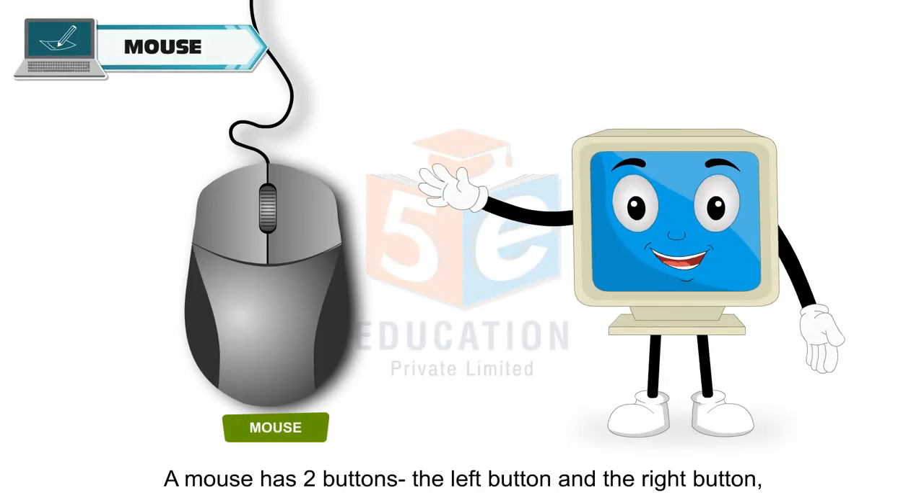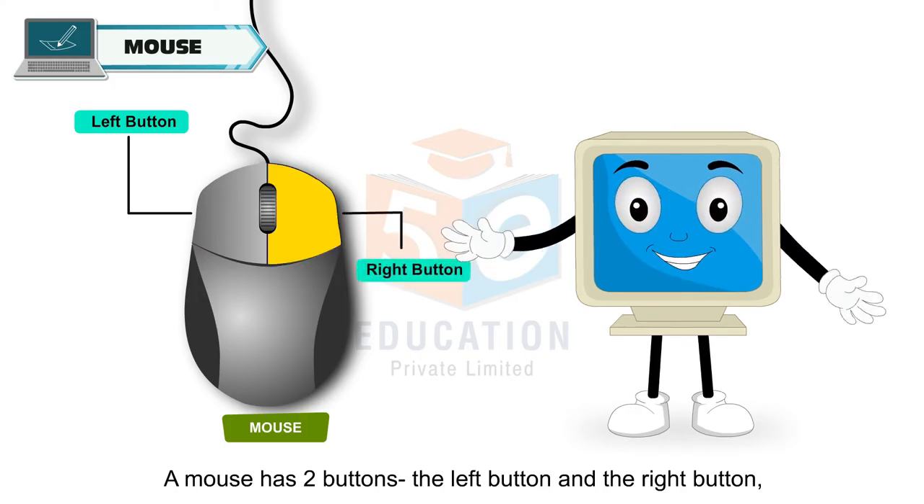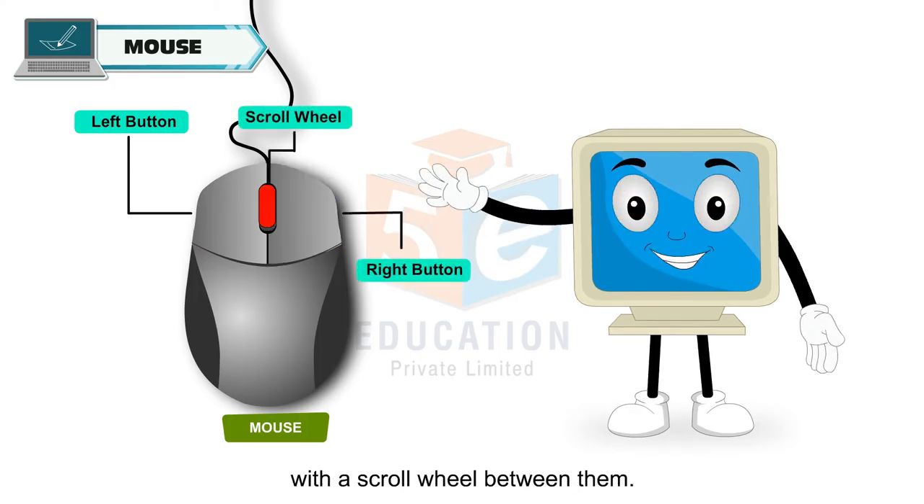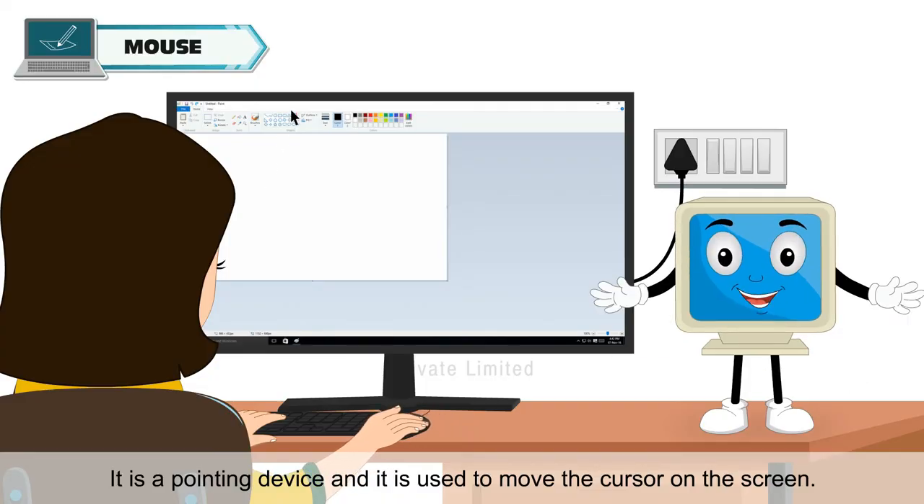A mouse has two buttons, the left button and the right button, with a scroll wheel between them. It is a pointing device and it is used to move the cursor on the screen.